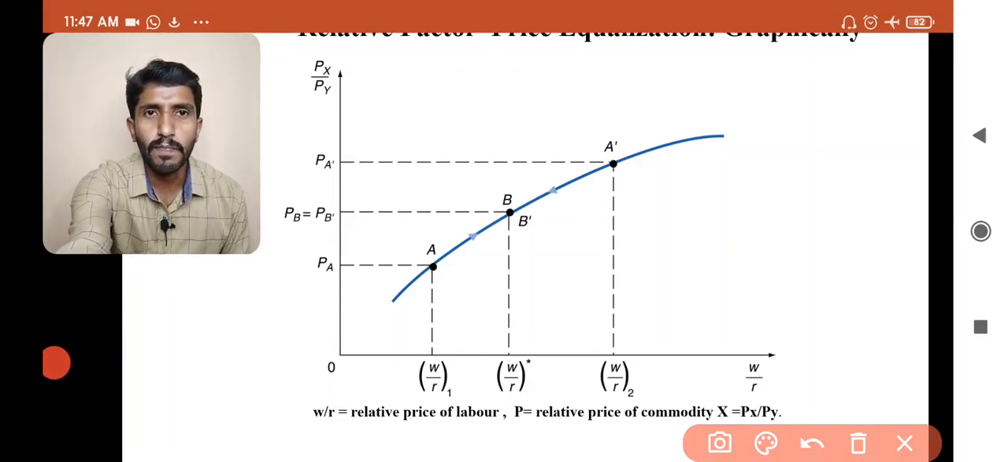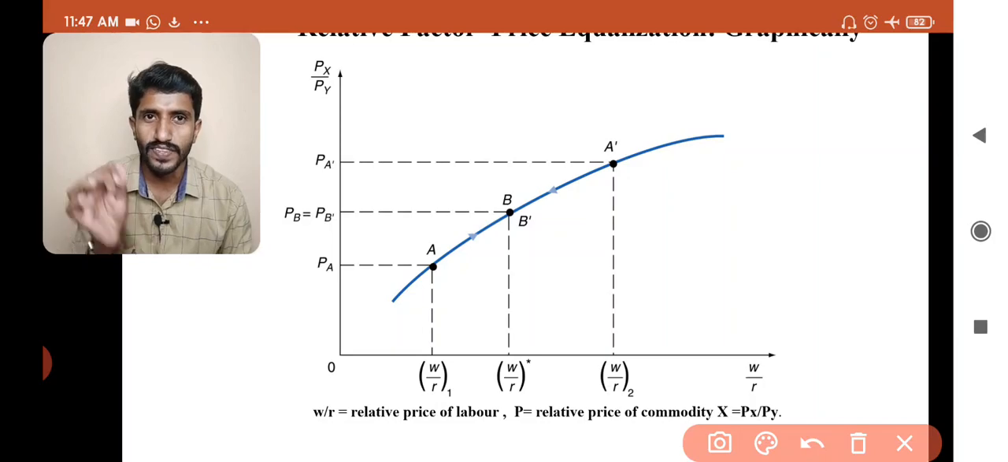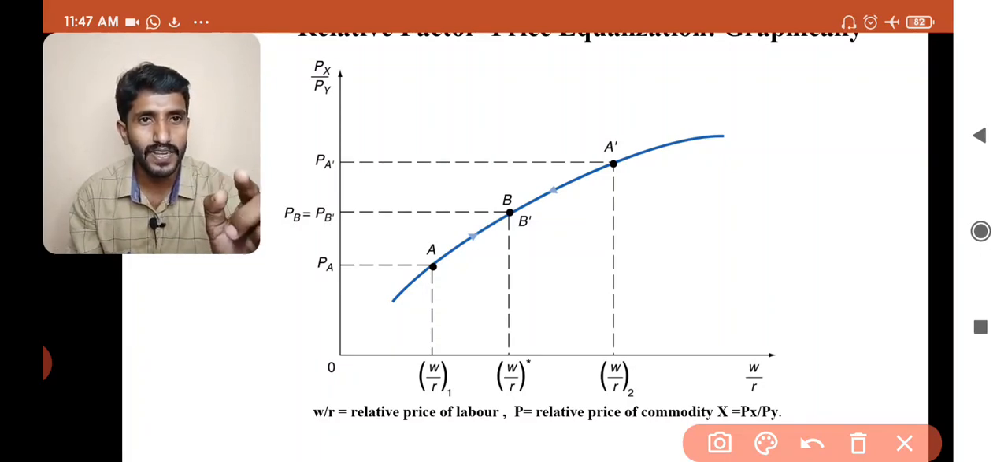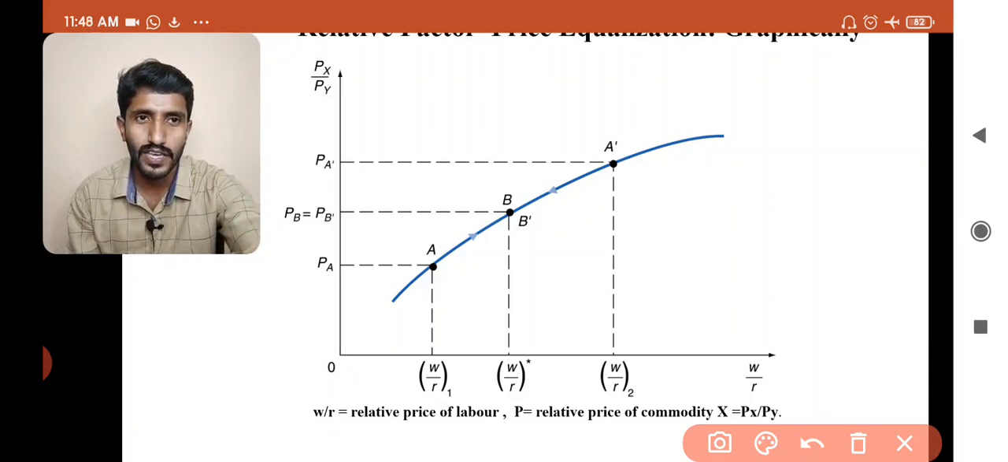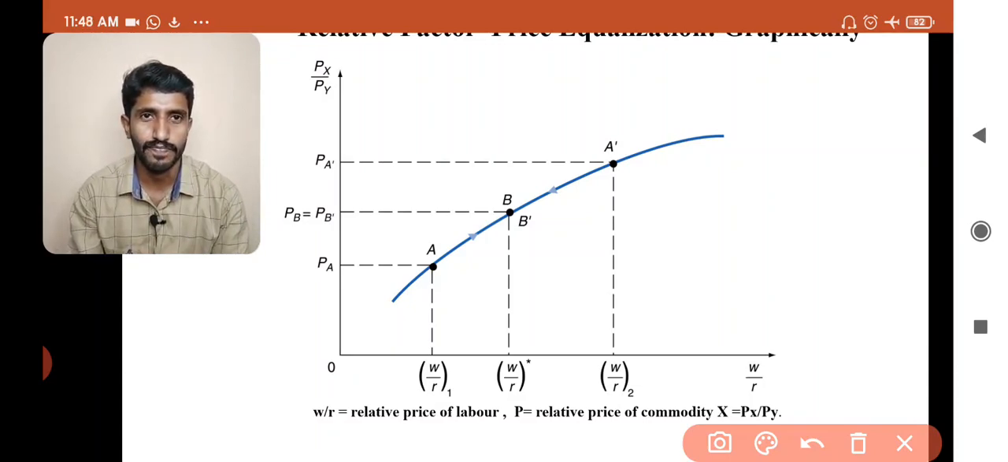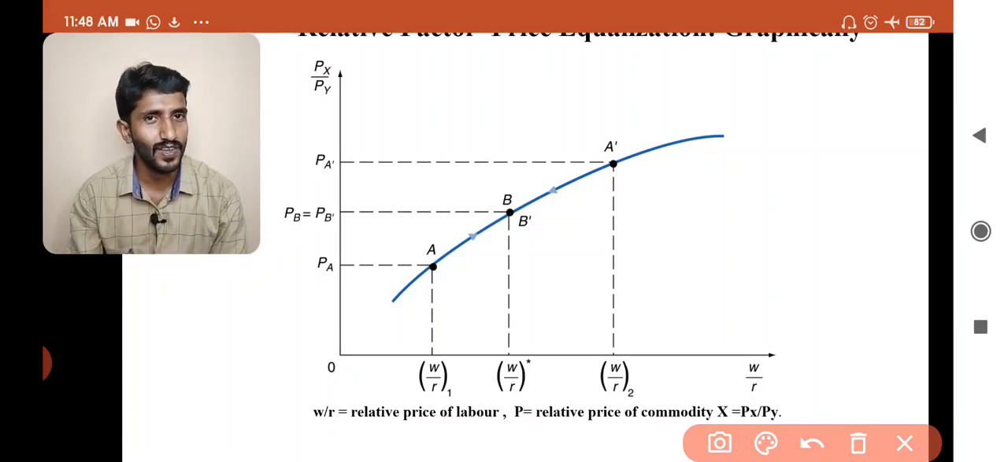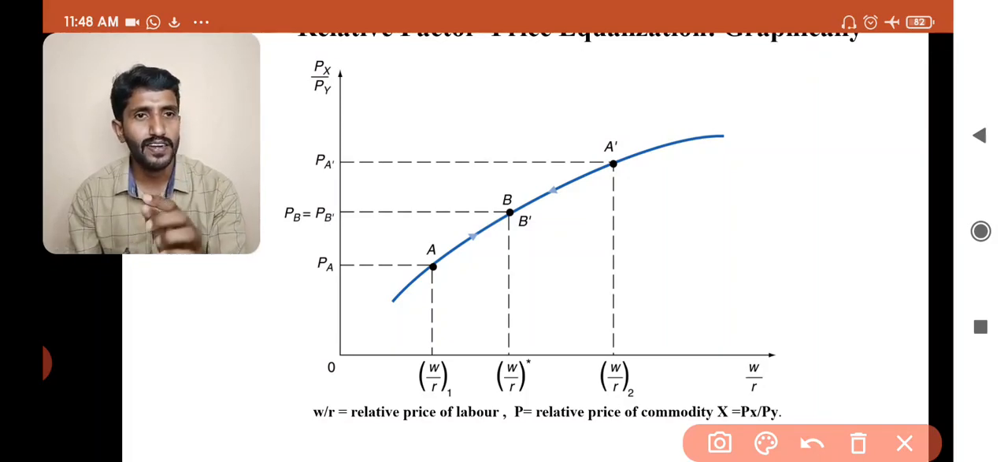So suppose that country 1 is a labor abundant country. We are taking the labor abundant country's case at first, and its position is A in the graph. The factor price is W by R1 in country 1. Before the trade, their factor prices are W by R1, and Px divided by Py is PA.